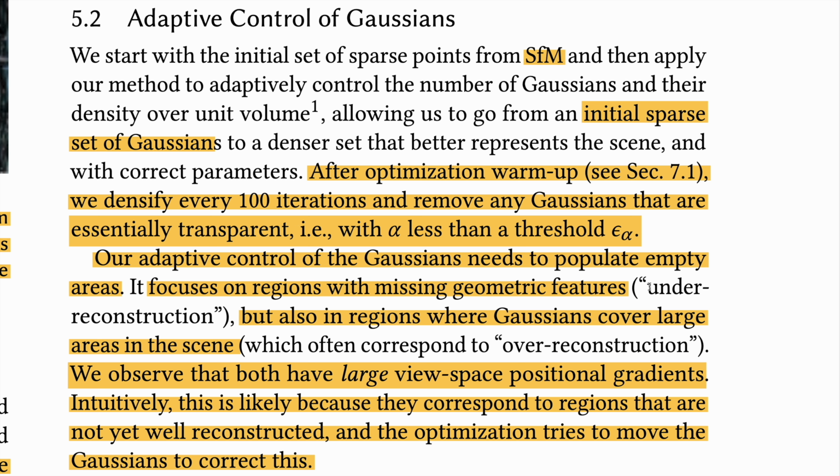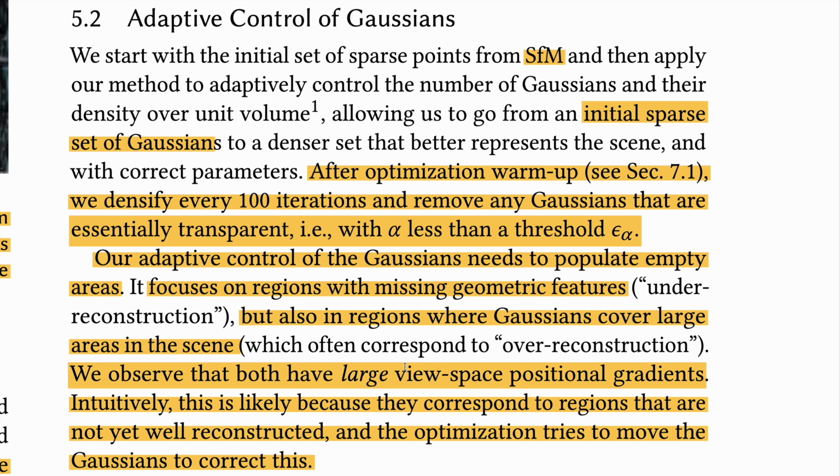What they need to do is to populate empty areas, and also, in the opposite case, remove over-reconstructed areas, so areas where you have too many Gaussians that are too dense. I believe that's what they say. Gaussians cover large areas in the scene. And they observe that in both scenarios, under-reconstruction and over-reconstruction, you have large view-space positional gradients. Maybe you will understand that better when we implement it.